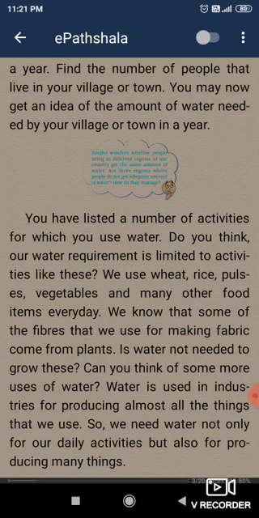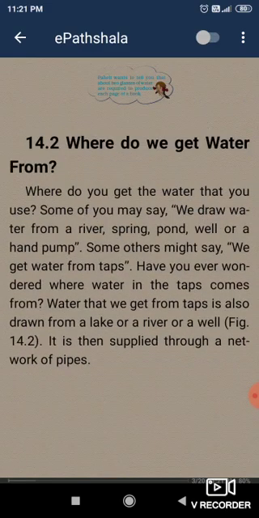Water is used in industries for producing almost all the things that we use. So we need water not only for our daily activities but also for producing many things. Got it, children?